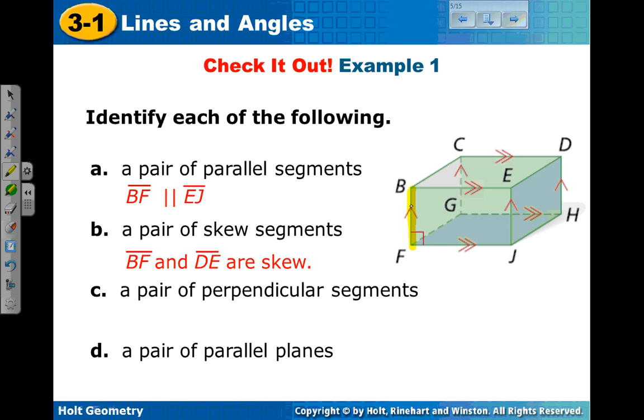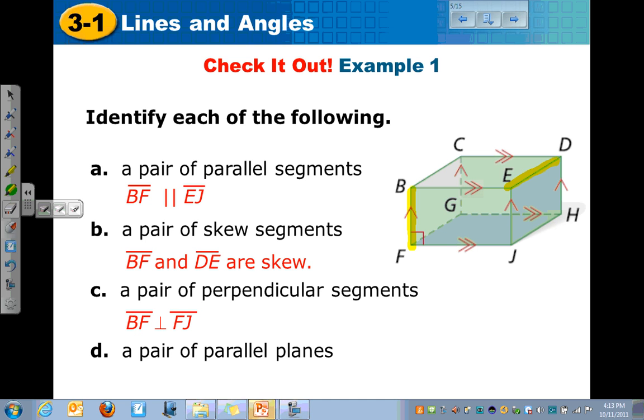BF here in the front is skew with DE here on the side. Now there are other sets. That's just one. These two line segments are not parallel. They are not coplanar, and they will not intersect. A pair of perpendicular segments in the front here, we have that clearly marked in the corner.